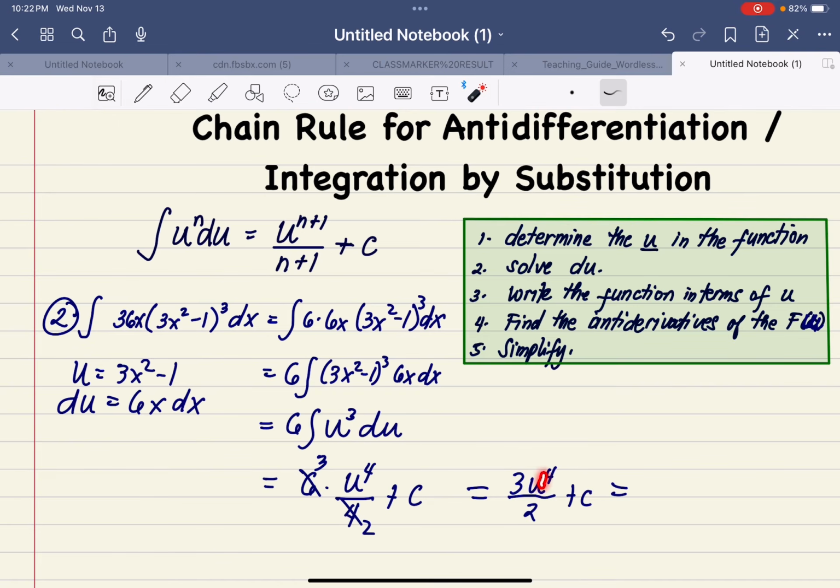Then substitute now u, which will become 3x squared minus 1, raised to 4. So we have 3 over 2. Okay. So 3 times our u, which is 3x squared minus 1 raised to 4, over 2. So this will be the final answer. 3 times (3x squared minus 1) quantity raised to 4 over 2.